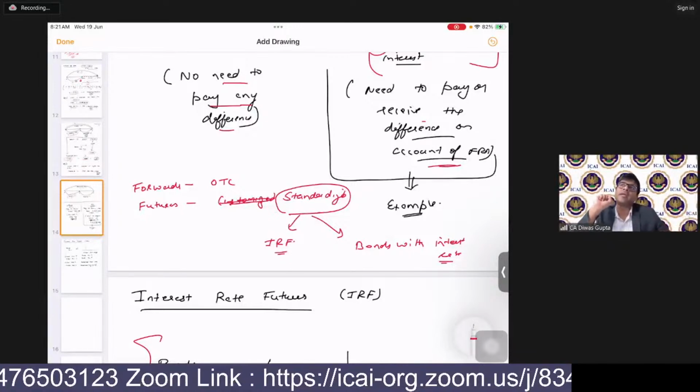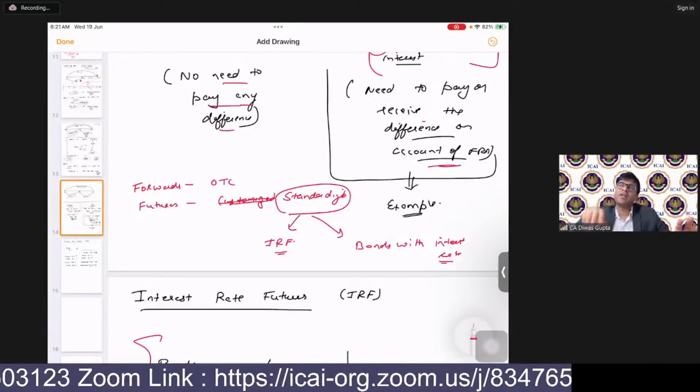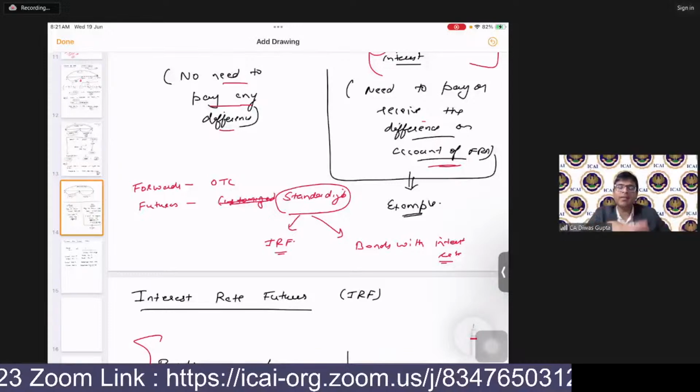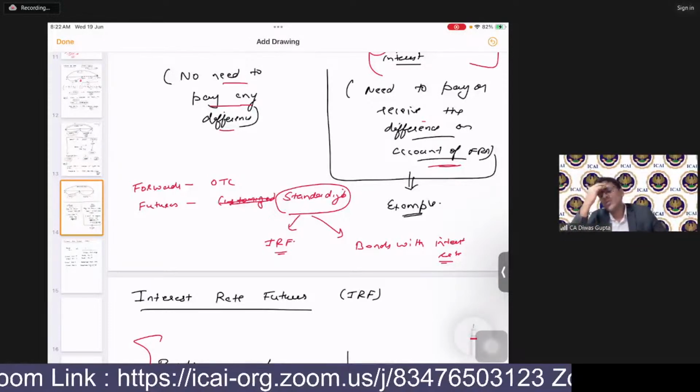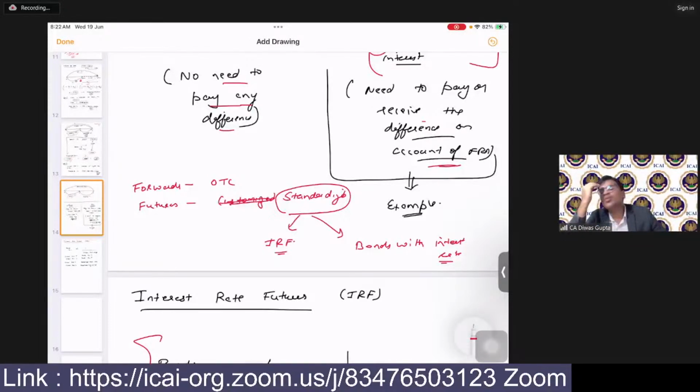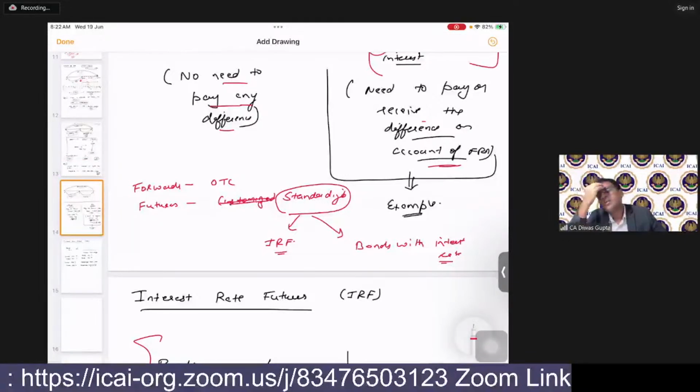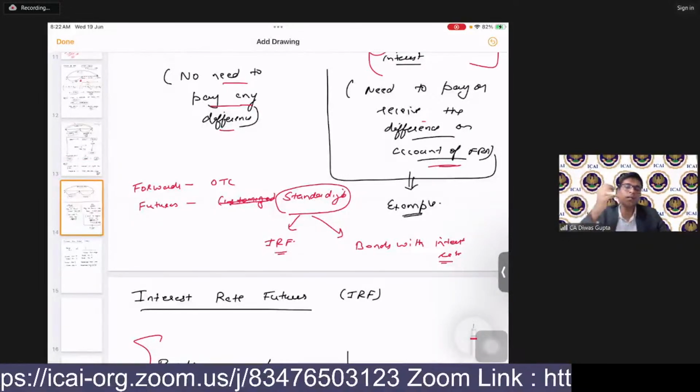Okay, tell me one more thing. If the interest rate goes down, I will lose. This is my current situation. So what should I do with my FRA? Should I purchase my FRA or should I sell my FRA? I should sell. Very good, Abrikesh.